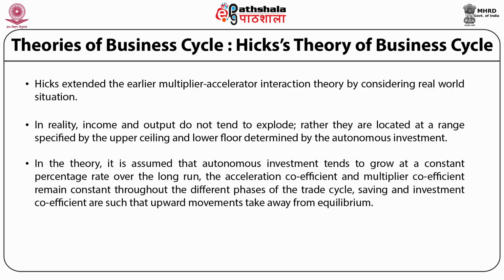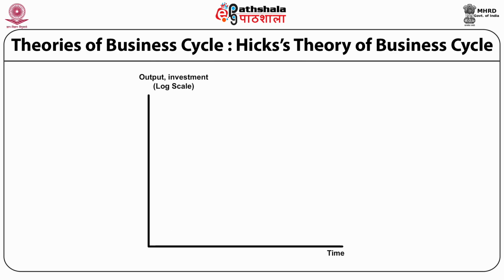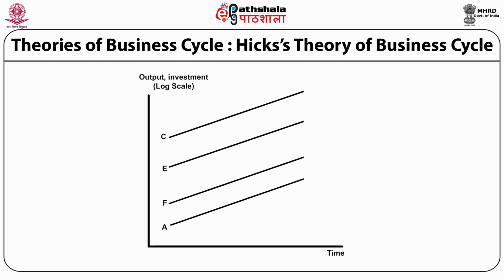Savings and investment coefficients are such that upward movements take away from equilibrium. The actual output fails to adjust with the equilibrium growth path over time. In fact, it has a tendency to run above it and then below it, and thereby constitute cyclical fluctuations over time. This basic intuition can be shown with the help of the following figure.